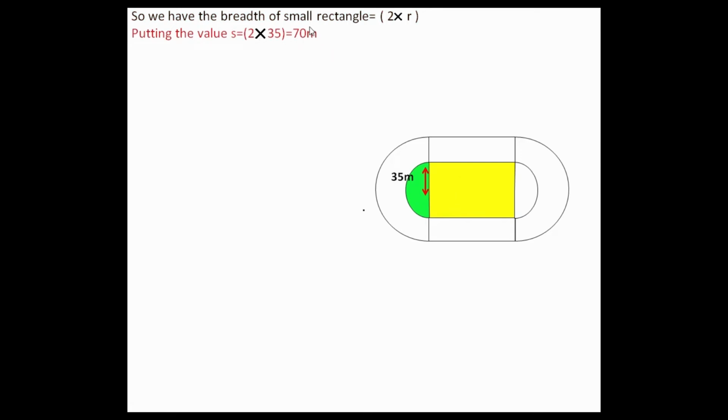Of course. The diameter of this small semicircle will be 2 multiplied by the value of radius, which is 35. Diameter is double of radius. So 70 meter is the diameter of this small green semicircle, and this diameter is also equal to the breadth of this yellow rectangle. Now we know the length of this yellow rectangle, which is 90 meter. So we can carry out the area of this rectangle easily, which will be 90 into 70, length into breadth. 6300 meter square is the area of this small rectangle. This yellow portion's area is 6300 meter square.